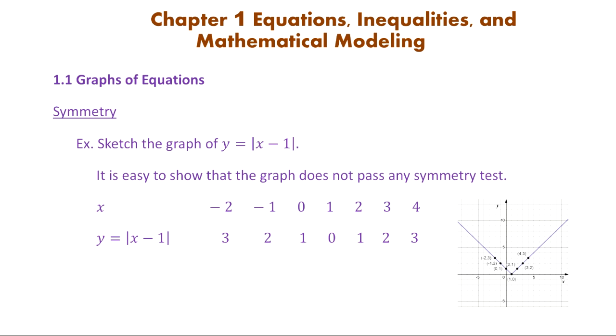So we got the 7 points, or 7 ordered pairs, to plot on the XY plane. Then you just connect those points. In this case, it turns out to be two straight lines, like a V-shaped curve. All right. So that's the graph of y equals the absolute value of x minus 1.